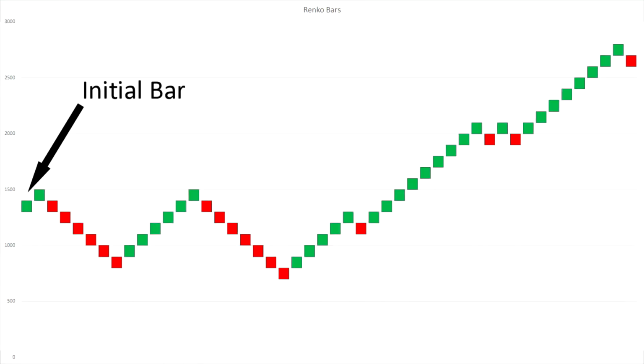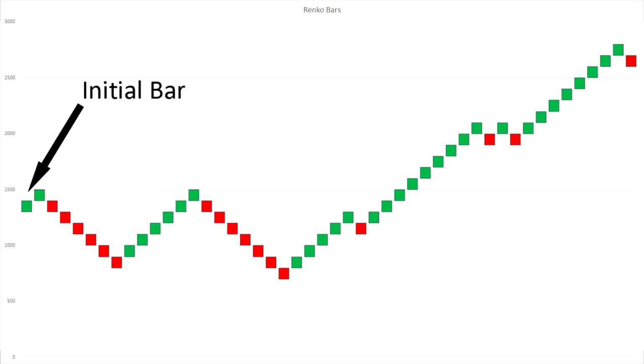Okay, so if we start right at the beginning here, we can see that we've got our initial bar here starting at 1300. So how do we calculate Renko charts? Well, the first thing to be aware of is that Renko always uses the closing price. And it doesn't matter what time frame you like to use. It could be 5-minute bars, hourly, daily or monthly, but we've always got to use the closing price.